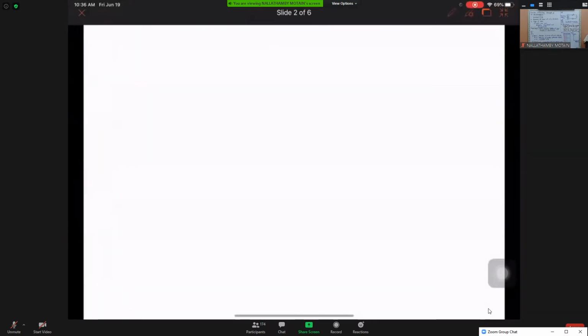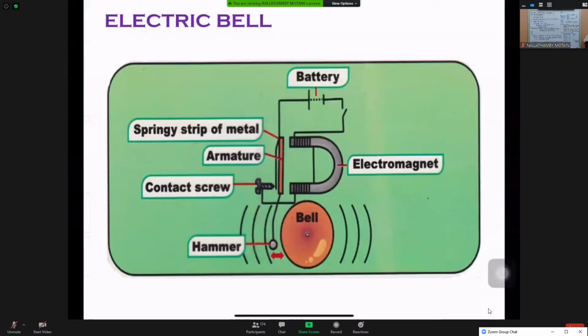Start from current slide. Okay, now ready? So what happened is the current flows, remember, from the positive terminal, then will flow throughout the circuit, through the contact to the soft iron core, the C-shaped soft iron core, then complete.